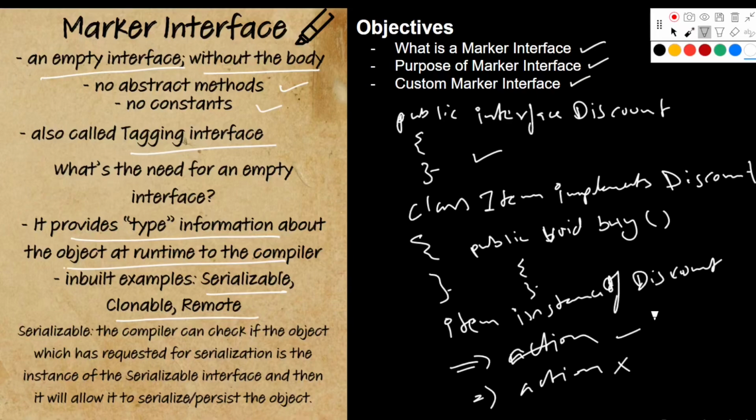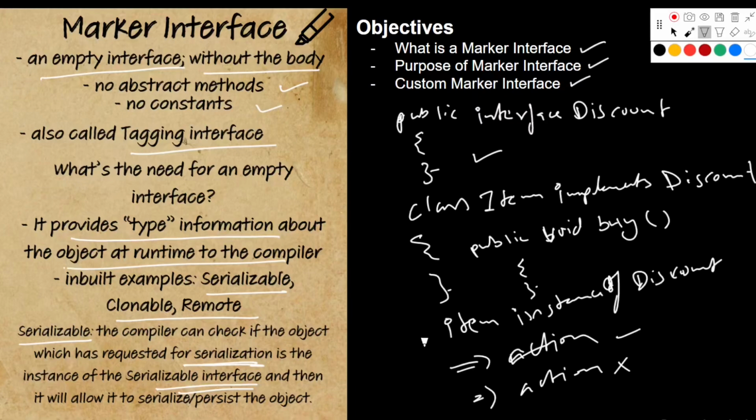All right. So let's talk about the inbuilt example, which is Serializable. What happens in that case? The compiler can check if the object which has requested for serialization is an instance of the Serializable interface or not. So if a given object which we want to serialize implements the Serializable interface, depending upon that, the compiler decides whether this object can be persisted or not, can be serialized or not.